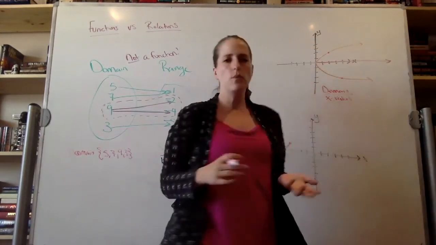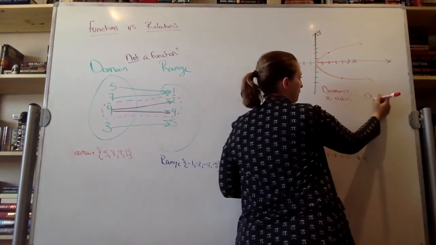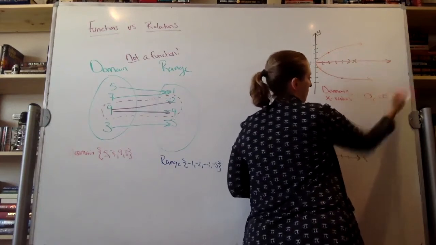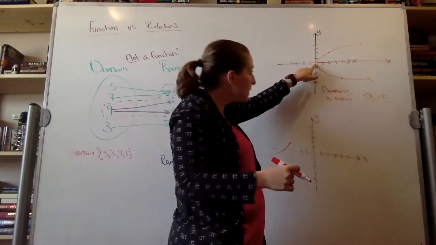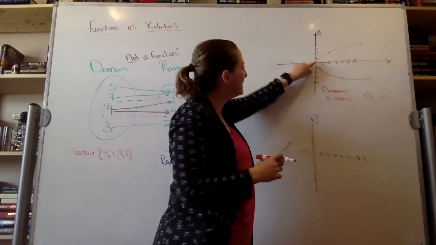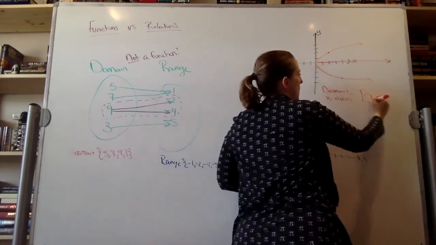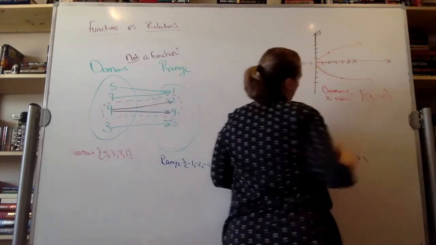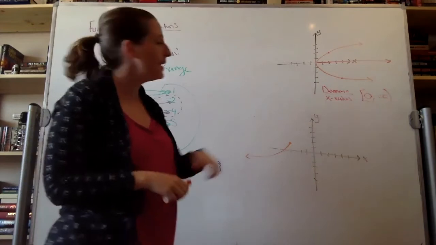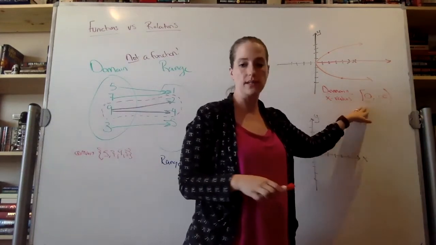So let's think about our domain in terms of an interval. Our domain is going to start at 0 and go forever, okay? So all numbers from 0 to infinity, all positive numbers. Let's think about our endpoints. Is 0 included? Yeah, 0 is a point on the graph. X equals 0 is right there. What about infinity? Well, remember, we never include infinity, okay? So our domain is bracket 0, comma, infinity, which is 0 to infinity, including 0.